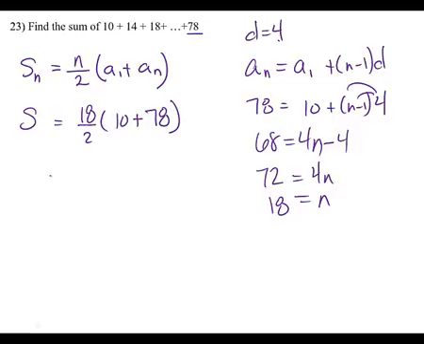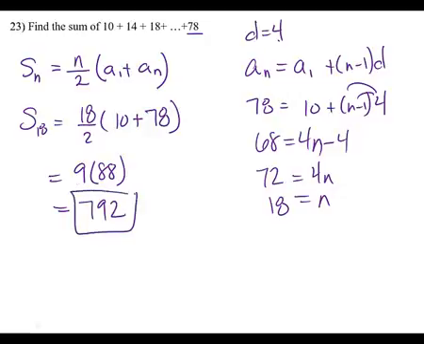All right. Now we're ready to find that sum, and it's sum sub 18. So what is 18 divided by 2? 9. 10 plus 78 is? 88 times 9 is? 792? Do we have confirmation that more than one person got that on their calculator? Okay, good. All right, we good with 23?